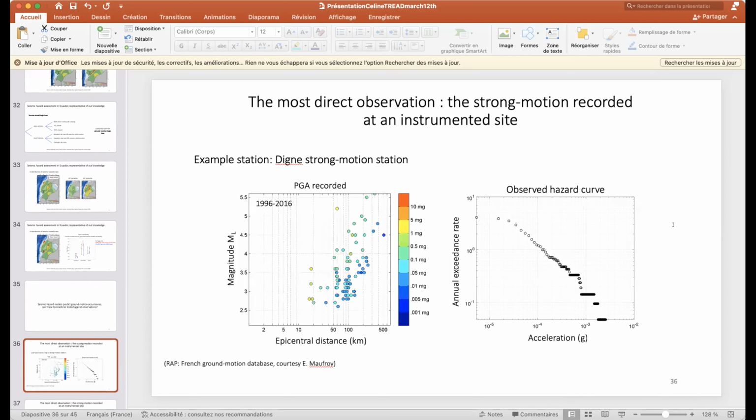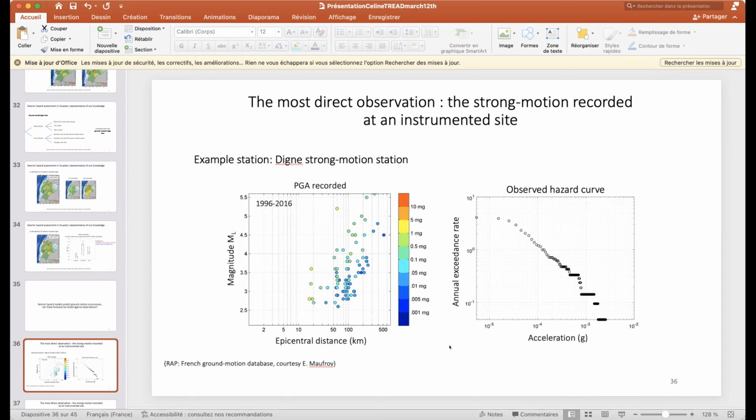The most straightforward test of the prediction would be to consider the recordings at an instrumented site. Here I show the data available at a station installed in a city called Digne in the middle of the French Alps. These are the ground motions recorded at the station during a 20-year period, with magnitude and epicentral distance with respect to the station.